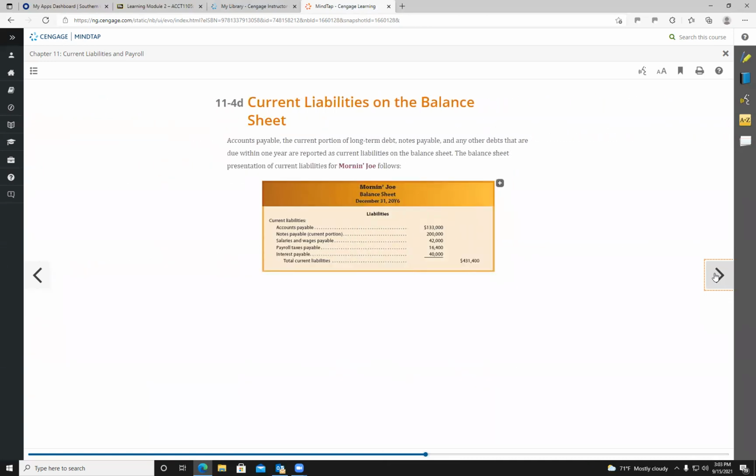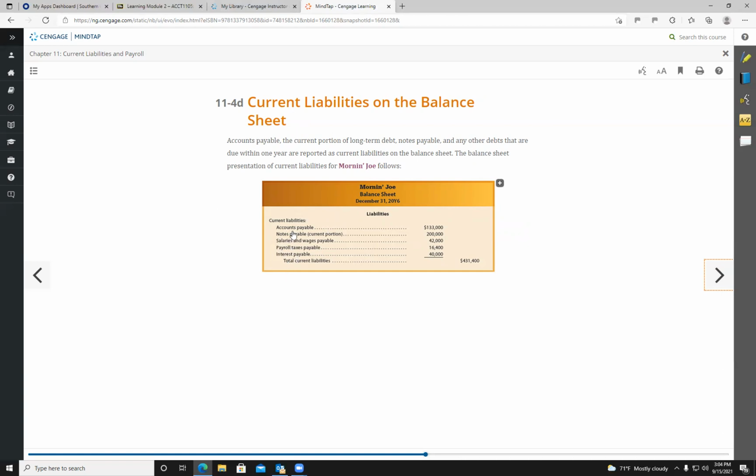Okay, so again, here's an example. I kind of already showed you guys this when we talked about current liabilities at the beginning of the chapter in that first video. So this is just an example of the balance sheet for current liabilities for Warren and Joe. I'm not going to spend a lot of time on this because we already went over this in the previous video. But I want you to see how everything we've talked about looks on the balance sheet.